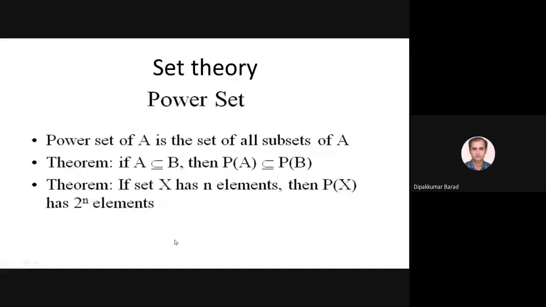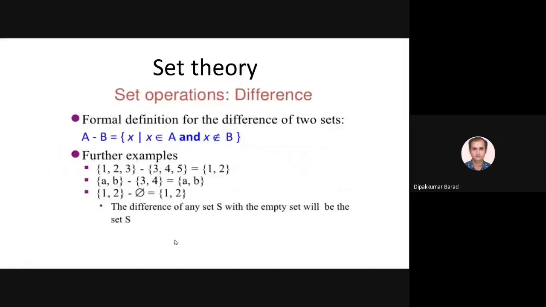And difference. So set-theoretically we write A minus B, which means all such X such that X belongs to A and X does not belong to B. Okay. And how can we find the difference of two sets? Suppose {1, 2, 3} minus {3, 4, 5}, then the difference we get is {1, 2}. Okay, {a, b} minus {3, 4}, then I get {a, b}. {1, 2} minus {5}, then again {1, 2}.